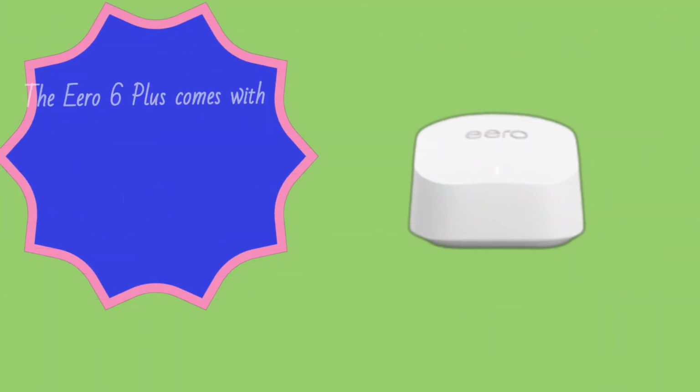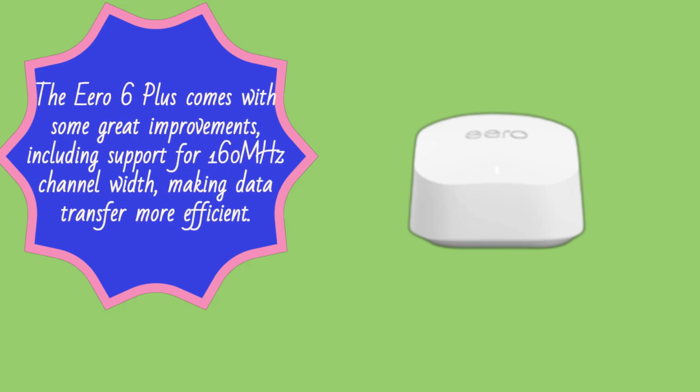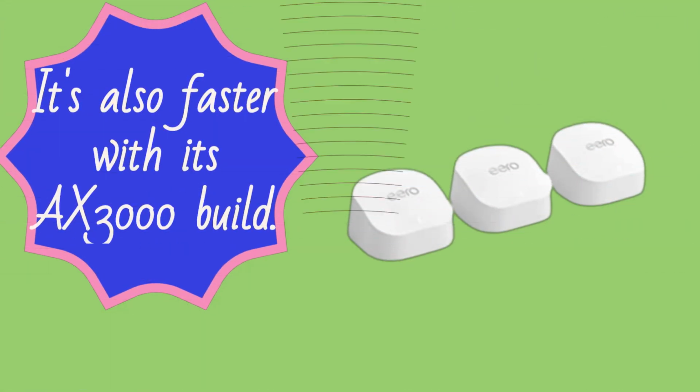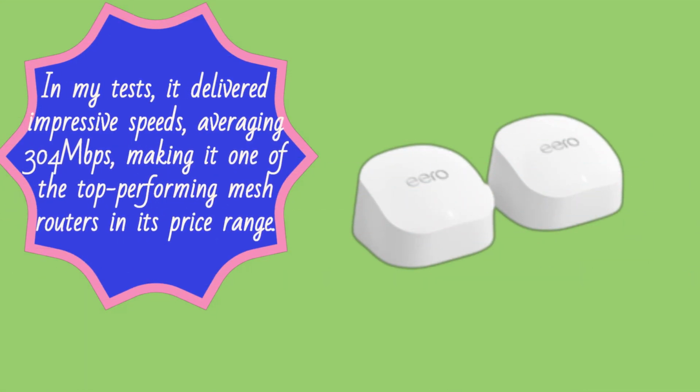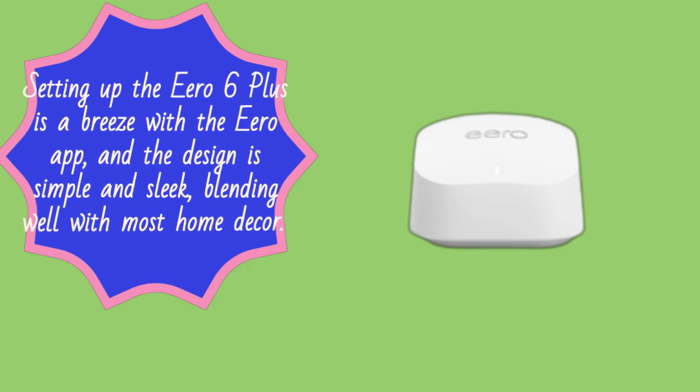The Eero 6 Plus comes with some great improvements, including support for 160MHz channel width, making data transfer more efficient. It's also faster with its AX3000 build. In my tests, it delivered impressive speeds, averaging 304 megabits per second, making it one of the top-performing mesh routers in its price range. Setting up the Eero 6 Plus is a breeze with the Eero app, and the design is simple and sleek, blending well with most home decor.